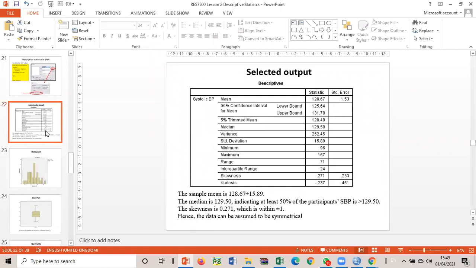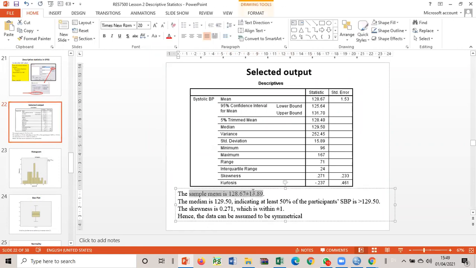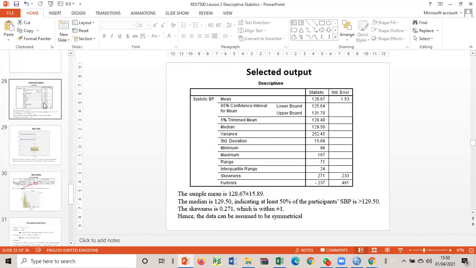Okay, look at this table. What's the mean value here? You can see the table. 128.67. Right. What's the median? 129.50. Are they very close? Yeah, nearly. Perhaps the data is symmetrical. Oh, okay. Right. Let's see another example.